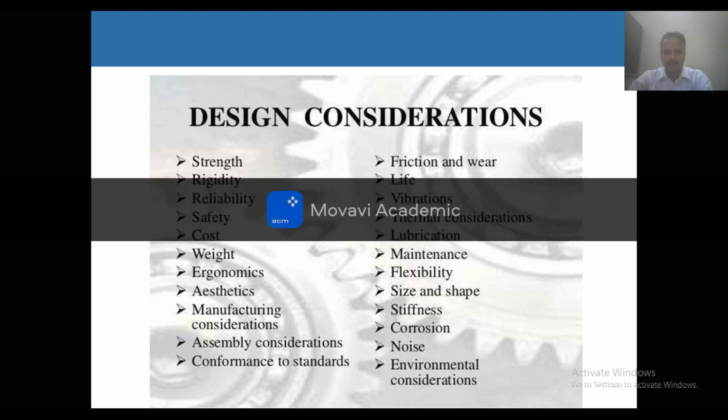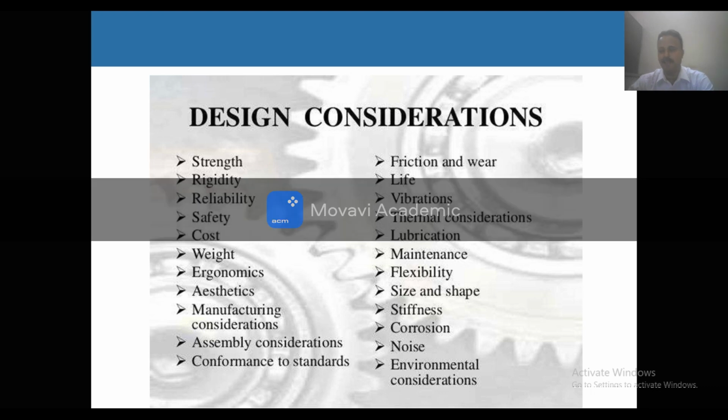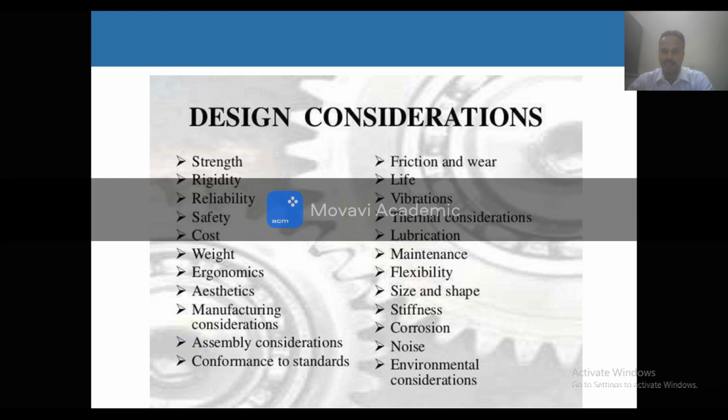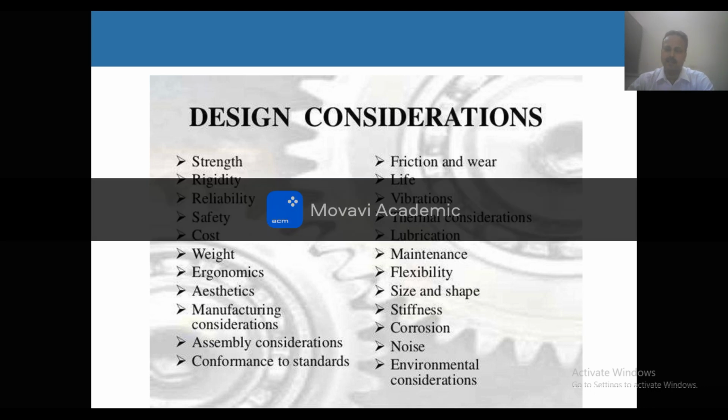Next is maintenance. The maintenance of the product should be as little as possible. Flexibility: flexibility gives you flexibility in design, flexibility in acceptance, flexibility in use. Size and shape: obviously the size and shape should be pleasing as well as acceptable to whatever conditions they are subjected to. Stiffness, again, is related to the deformation under an applied load, and it should be as little as possible.